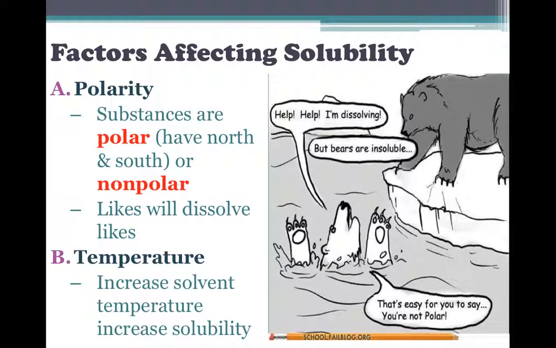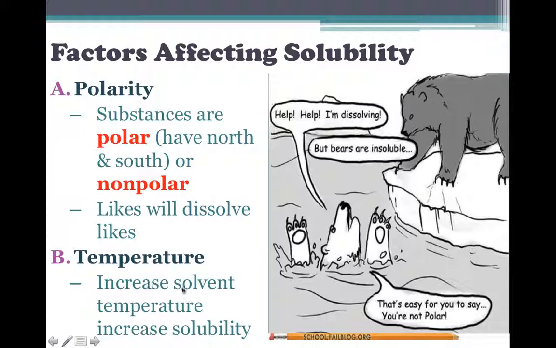Now, there are factors that affect it. The first one here is polarity. Polarity affects whether or not substances can stick or not stick on there. So polarity is one item. You don't really need to know too much about that one. But another one that we're going to focus more on is temperature.